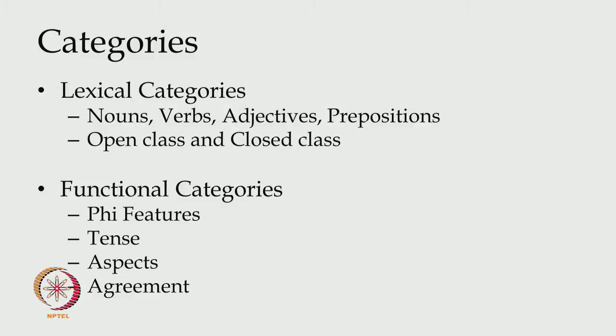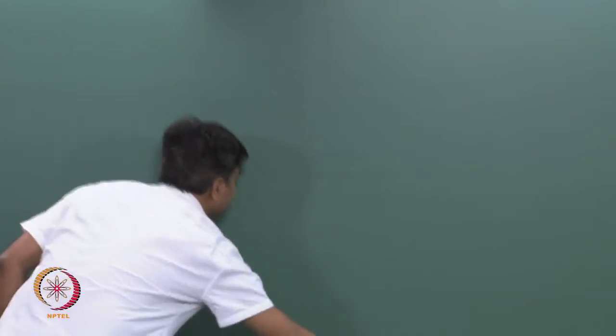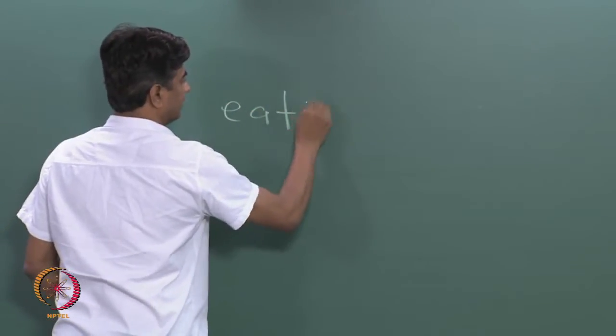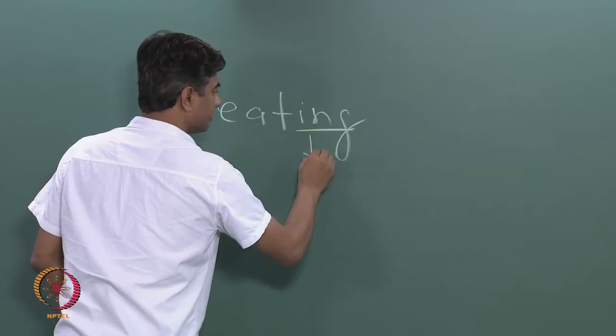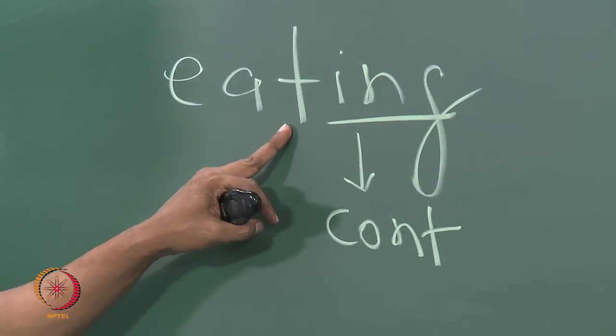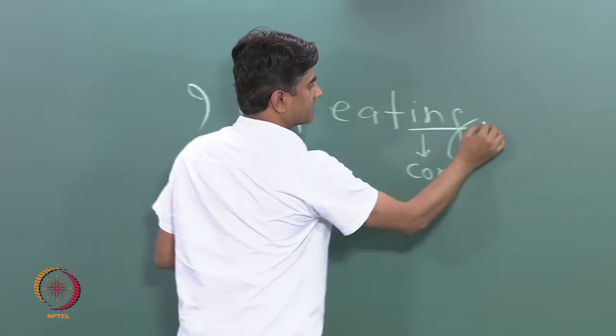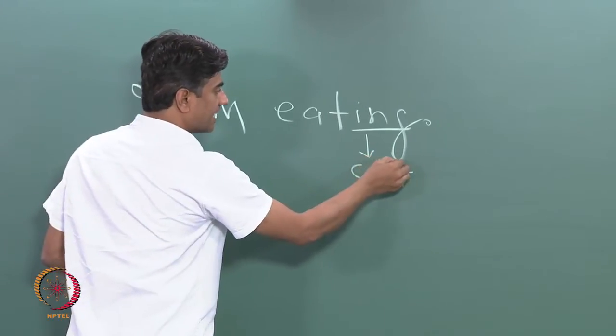Now these are the things that sometimes are going to be visible. So how do we say I'm eating? What indicates continuation in this sentence? The ing, on the verb. If that indicates continuation, then this is not an invisible category. Let's say this full sentence, I am eating. So this is the continuous aspect marker.